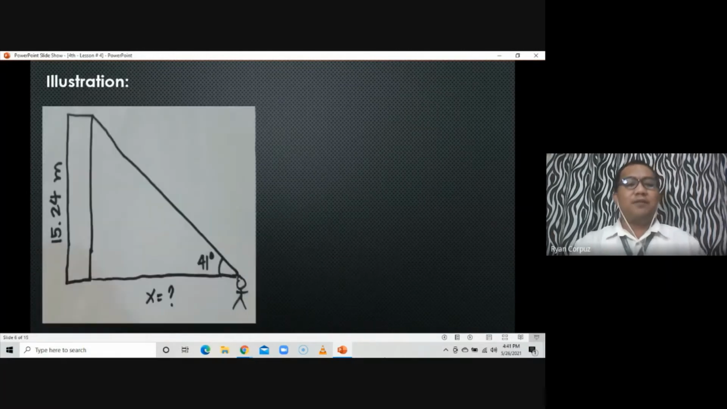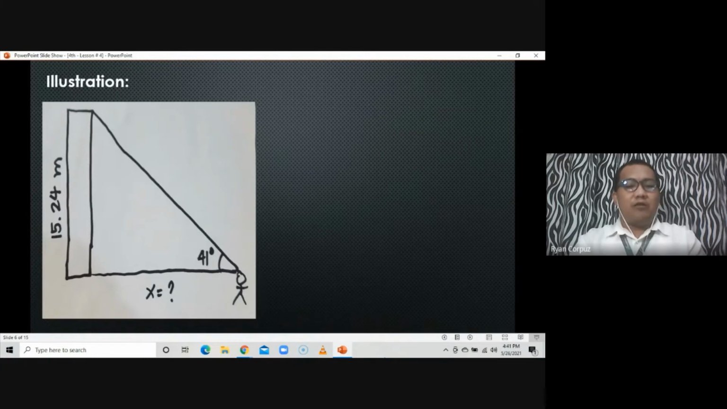So, with regards to that given example, the illustration that we are going to form is just like this. So, pasensya na kayo sa drawing ko, medyo hindi ganun kaganda, pero that helps you in order for you to understand our lesson for today. So sabi doon, a tower is 15.24 meter high. So this is a tower, for example, and its height is 15.24. And there is this observer.